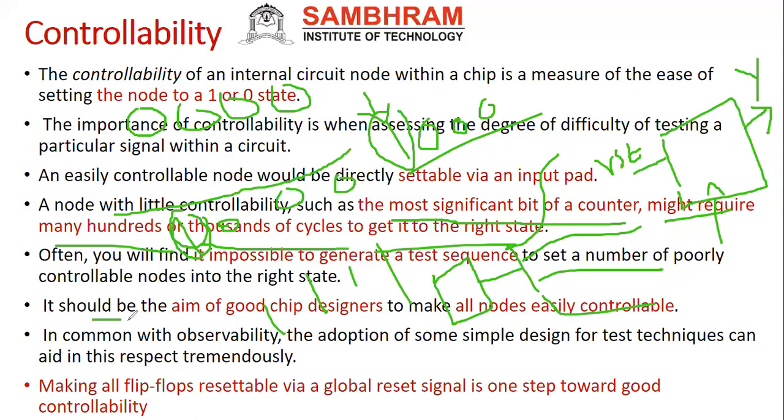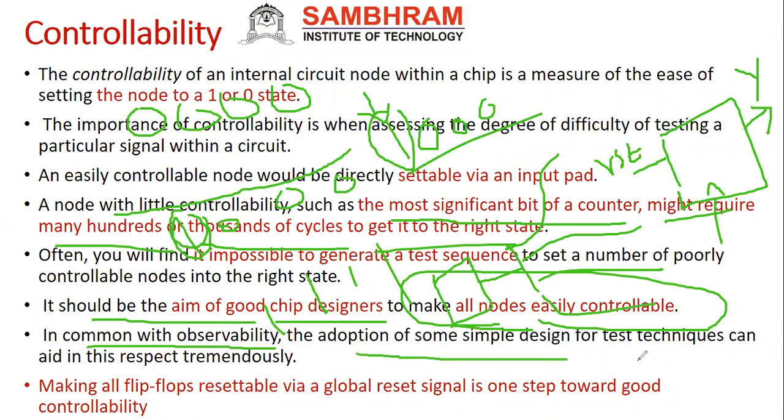So it should be the aim of good chip designers to ensure all nodes are easily controllable. All the nodes means each and every line of the circuit. Every node can be controllable by applying the proper values. In common with observability, that is why I said controllability and observability. The adoption of some simple design for test techniques can aid in this respect tremendously.